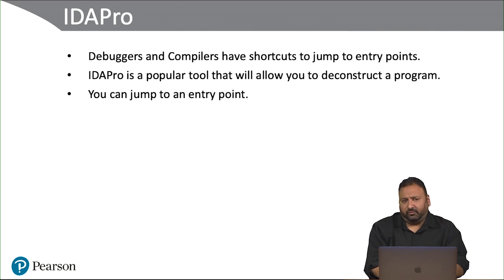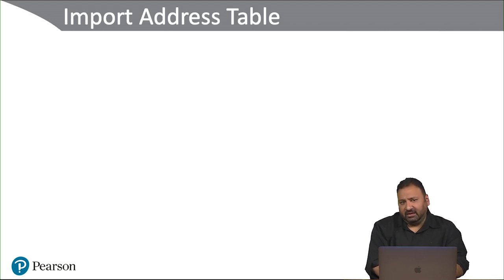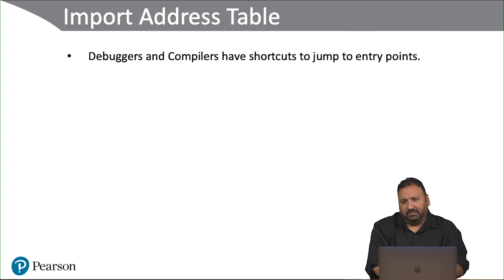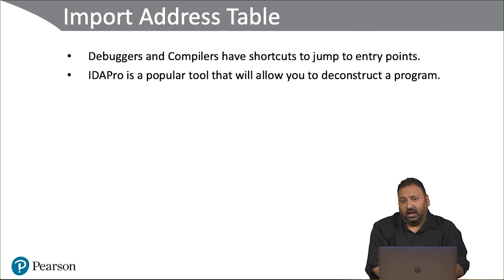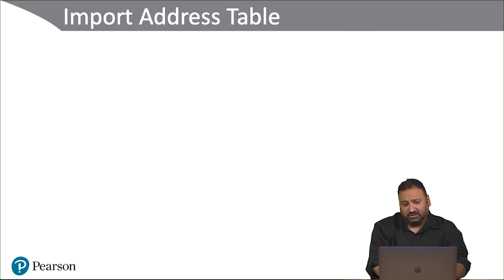One of the things, like I said, from all debuggers is you can jump to an entry point. So if you don't know where that entry point is, if you have a hard time finding that entry point, the debugger can find it for you and say, hey, this is the start of the program, and you can jump to that entry point. The IAT, or the import address table, basically is where the entry point exists. As I said, the compilers do already have shortcuts to jump to that entry point. Debuggers such as IDA Pro, as we just spoke about, are popular tools that will let you deconstruct that program and jump to that entry point.